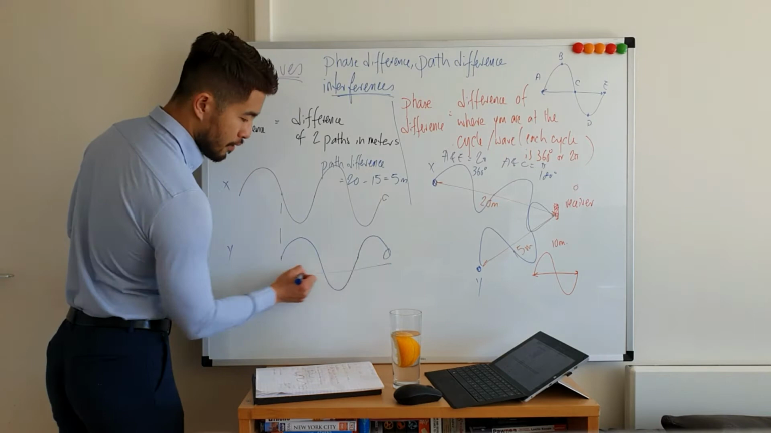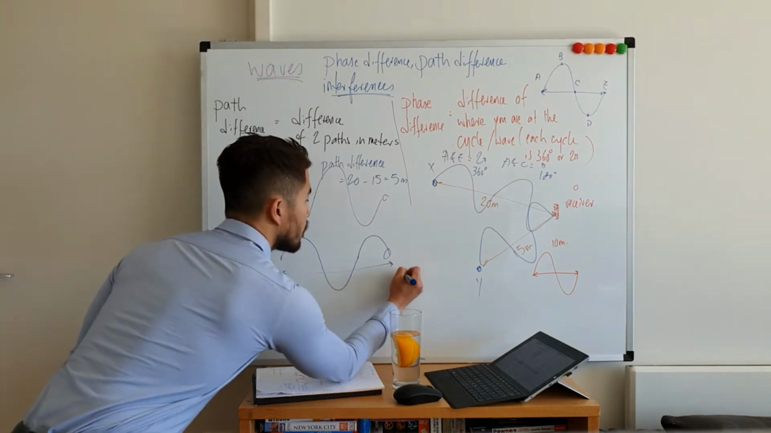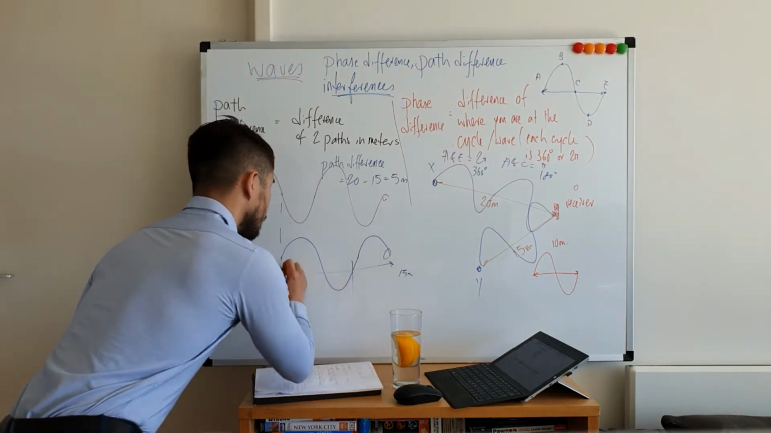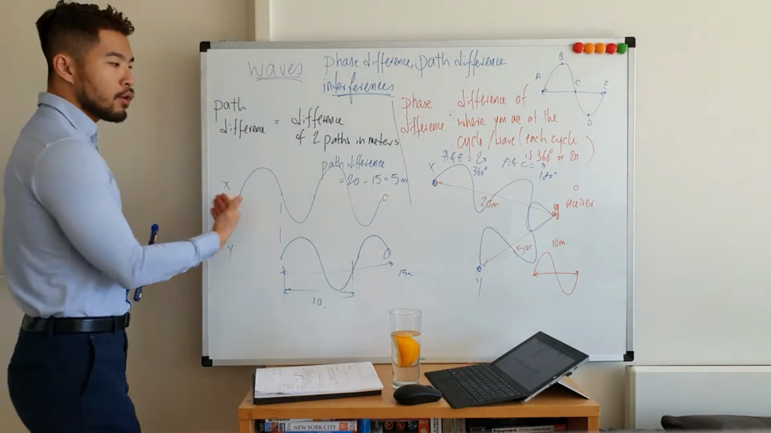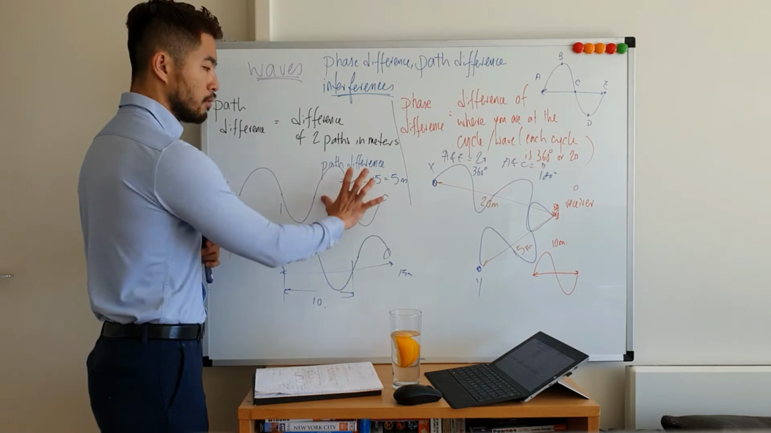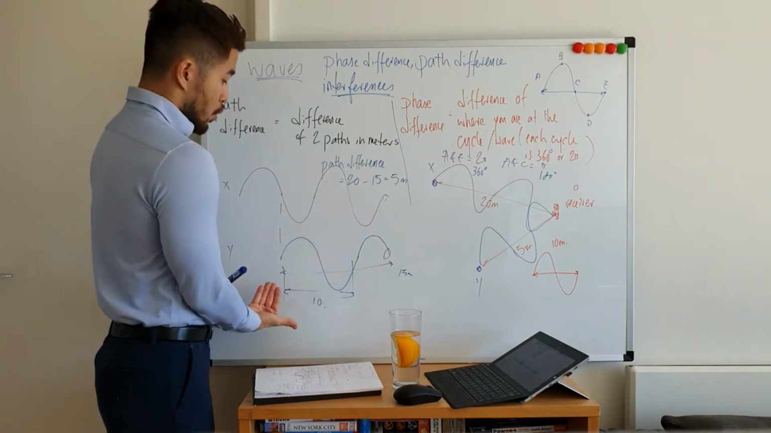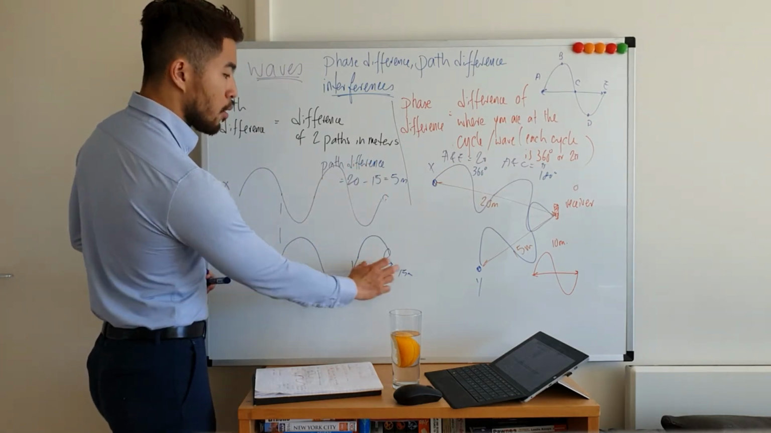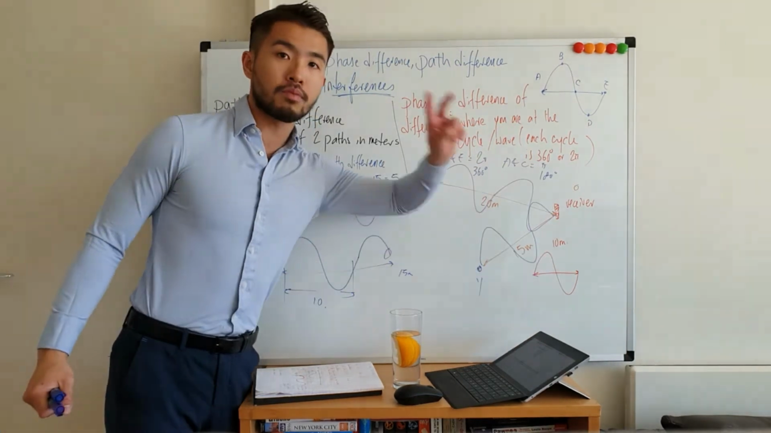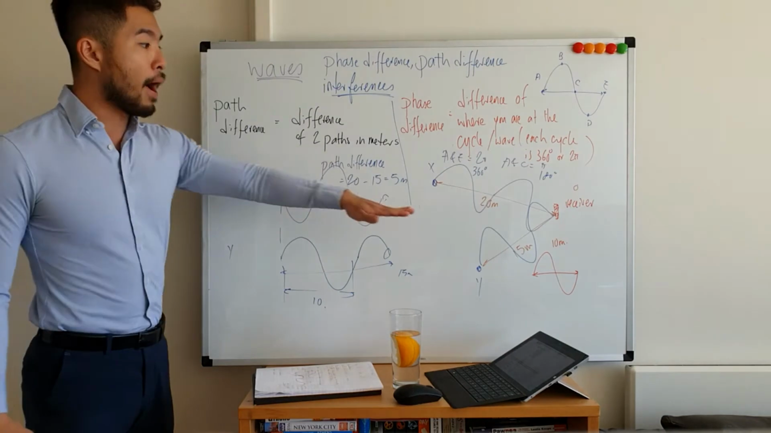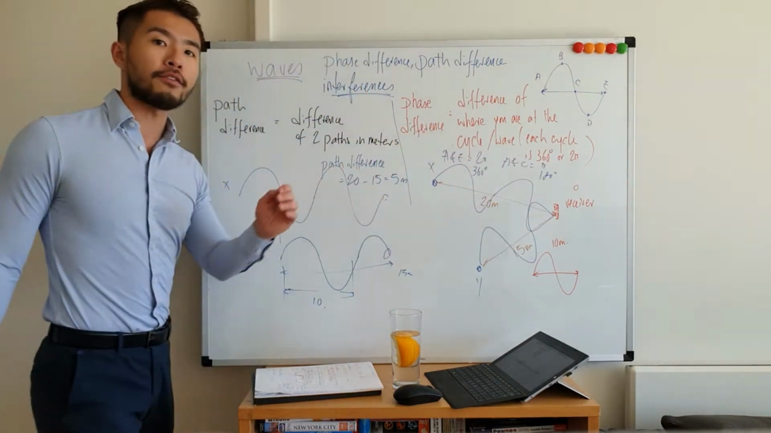See, this is 15 meters, and the wavelength is 10. So, how many cycles can I put in here? That's one cycle, that's two cycles. Between Y and O, that's one cycle and a half. Why? Because of two things: the path and the wavelength.